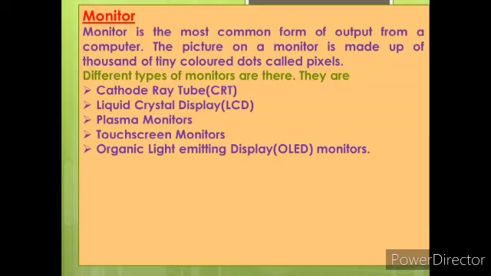Monitor is the most common form of output from a computer. The picture on a monitor is made up of thousands of tiny color dots called pixels. Those small dots present on the screen are known as pixels. But the monitors are of different types.